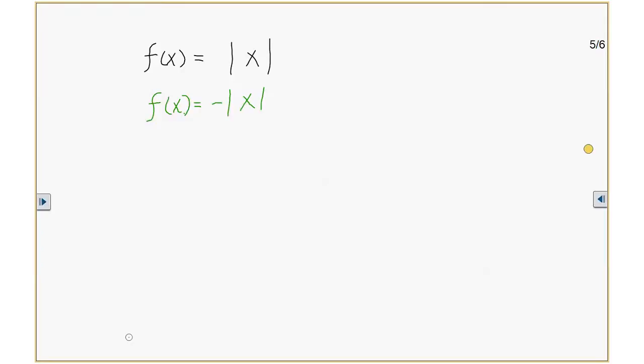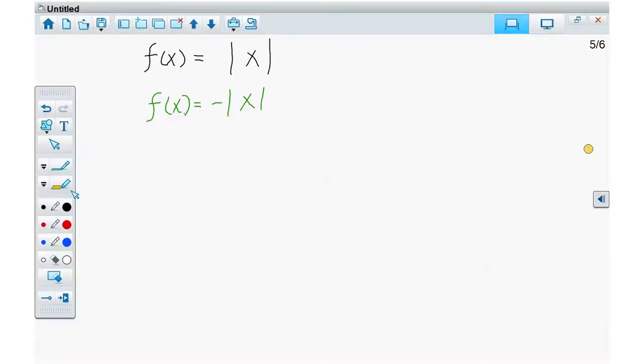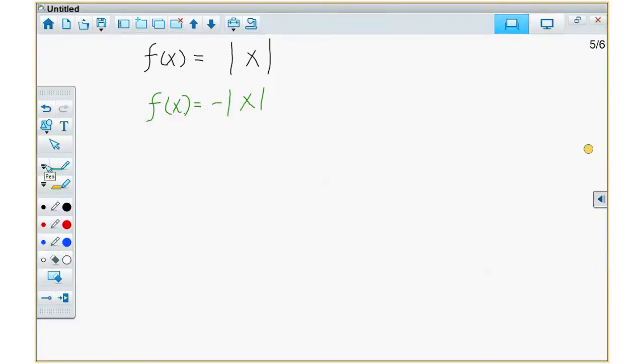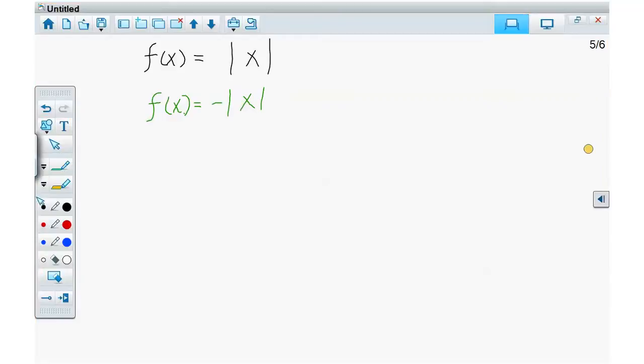Now, the first thing students are going to say here is, well, you can't have a negative absolute value. Yes, you can. You take the distance with absolute value, and then if there's a negative sign on the outside of the absolute value, yes, it'll be negative. But we all know what that will look like. It'll be opening which way? Down.